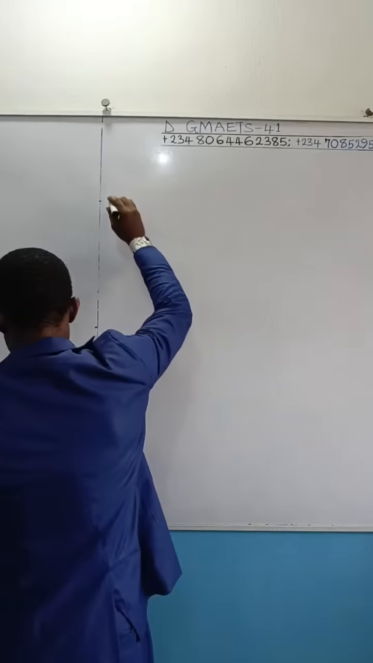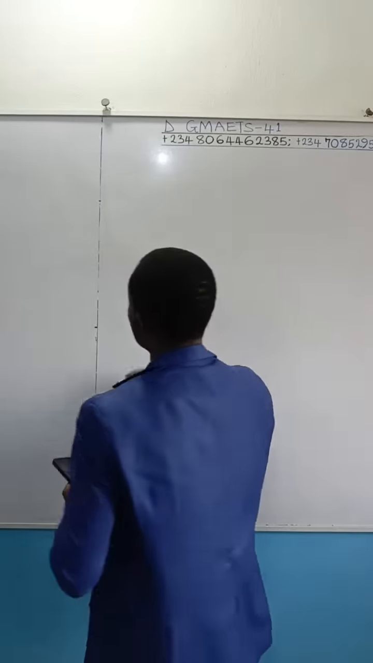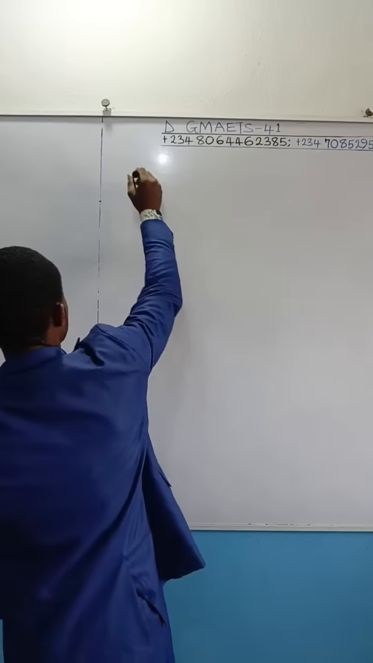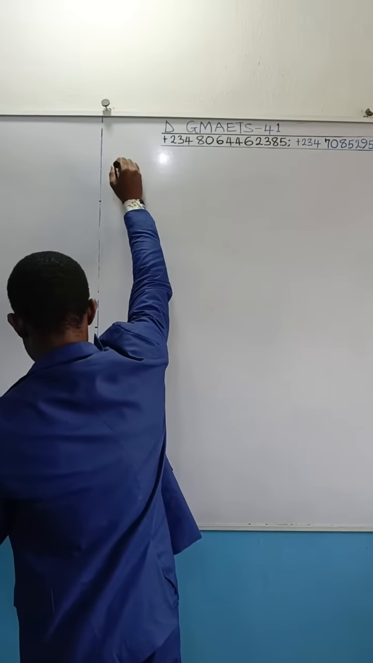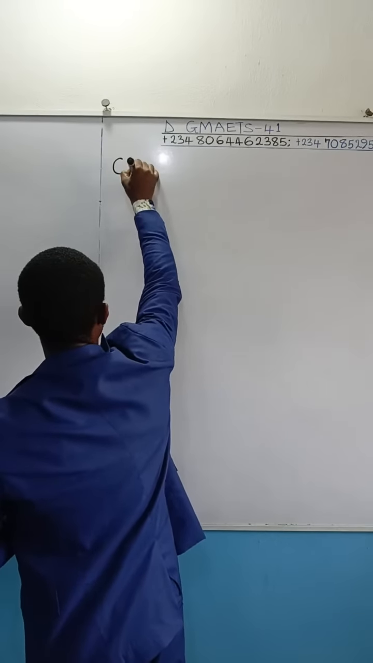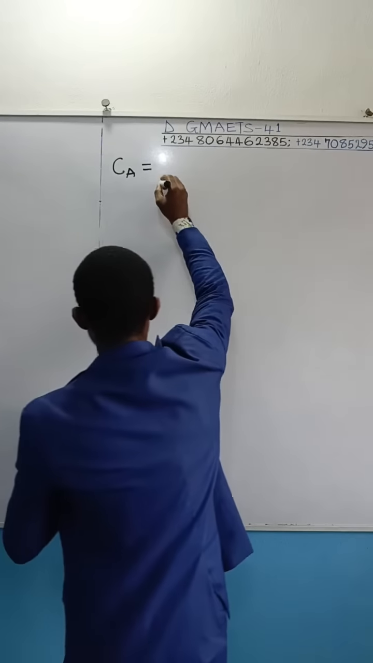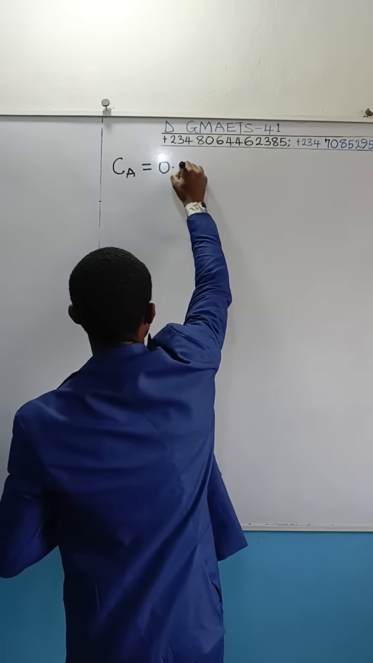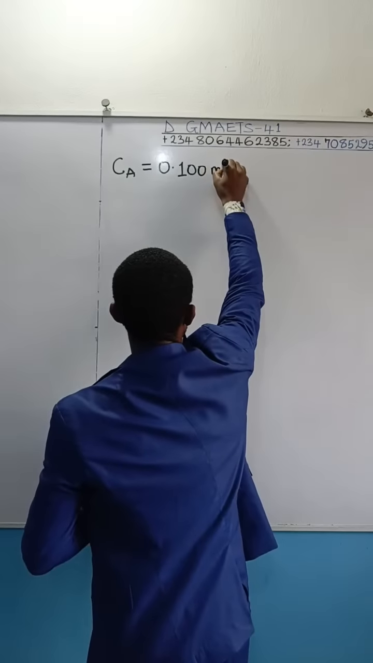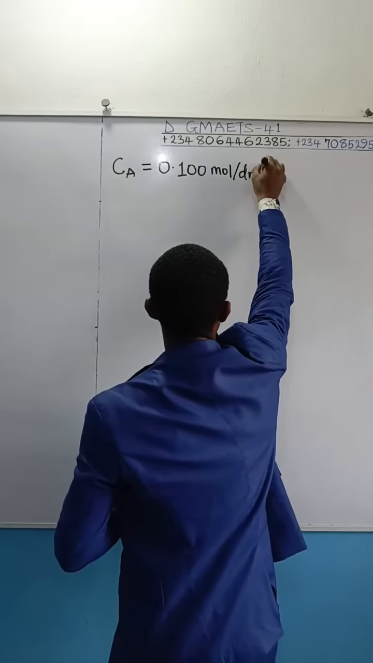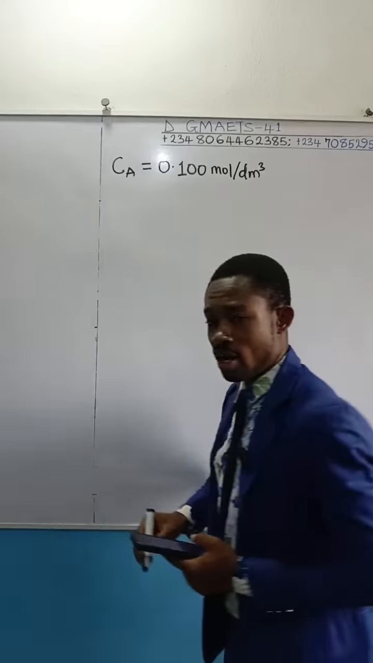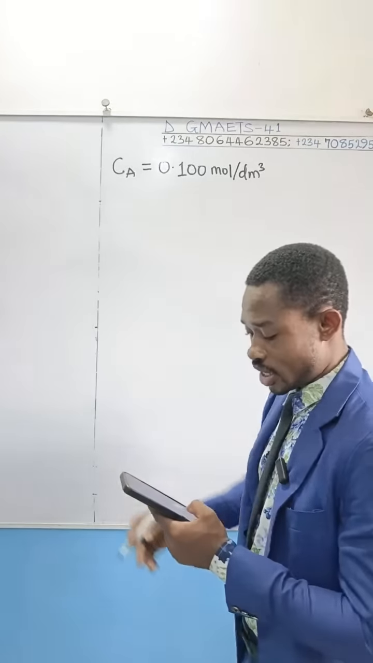Let's bring out the data. A is 0.100 mole per dm cube HCl. So that value given here is the concentration of A, which is Ca, the molarity of A, 0.100 mole per dm cube. All right, you know HCl is an acid, and then it's labeled as A.